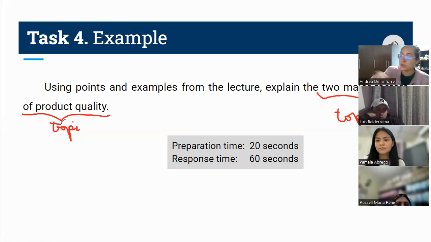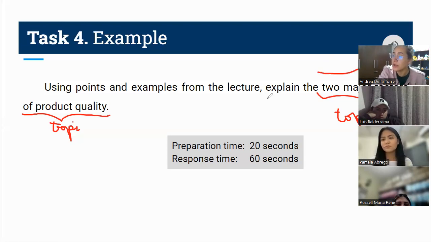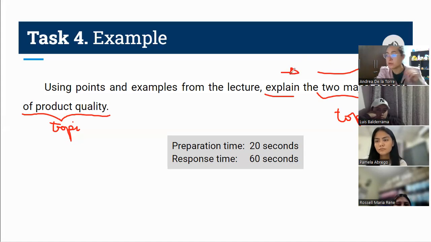And when you get the question, you need to read it. And this will be the topic. What do you have in the question after the word explain? That is the topic. If you want, you can write it down on your notes. But it's not necessary because the question will be there. So you can always read it when you're speaking.